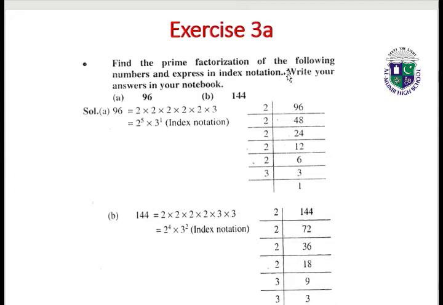Find the prime factorization of the following numbers and express in index notation. Write your answer in your notebook. 96, B part 144.